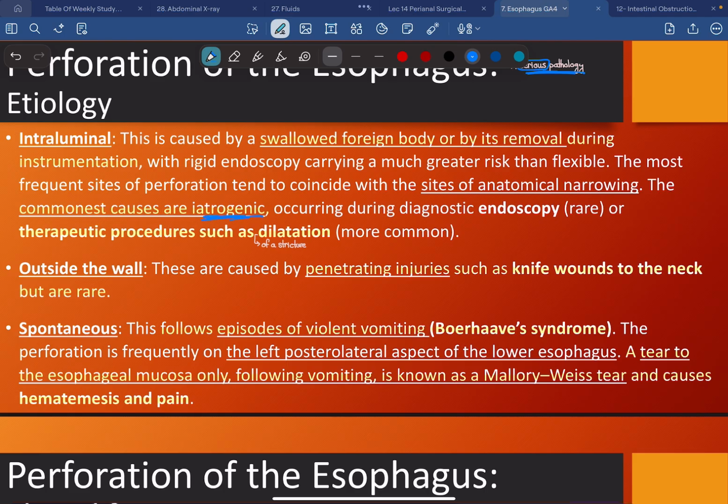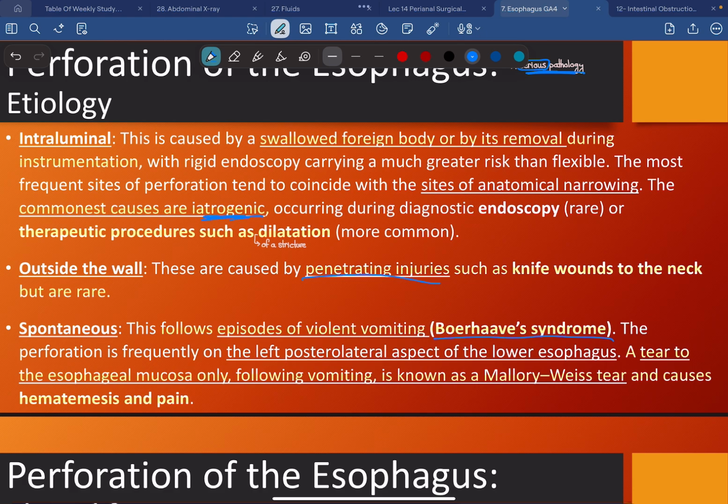From outside the esophageal wall, a stab wound or penetrating knife injury, for example, in the neck. Some cases of spontaneous perforation, called Boerhaave syndrome, are caused by violent vomiting. It will result in a tear of the esophageal wall, usually the mucosa.